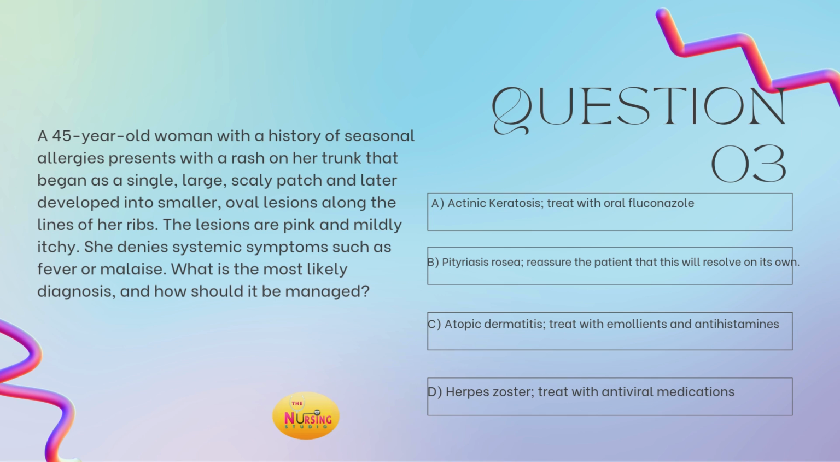Is it A, actinic keratosis and treat with oral fluconazole? B, pityriasis rosea, reassure the patient that this will resolve on its own. C, atopic dermatitis, treat with emollients and antihistamines. Or D, herpes zoster, treat with antiviral medications. Take a moment and tell me what you got in the comments, you guys.